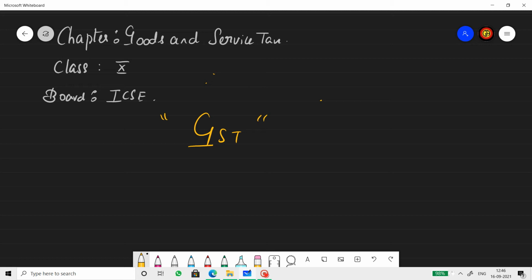Now let's get into the chapter. Let's learn the basics of this and then let's do the problems. If you plan to take the commerce stream in your 11th or 12th grades, then you will be learning this in detail. Whereas in the 10th grade, you only learn the maths part of it. So let's start GST.